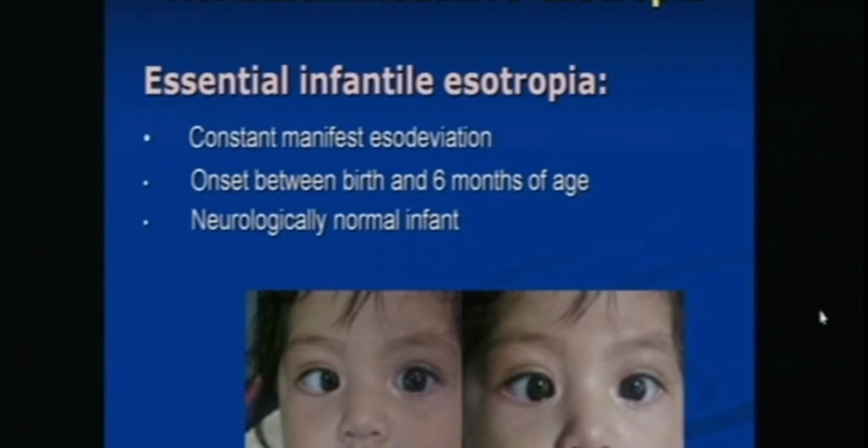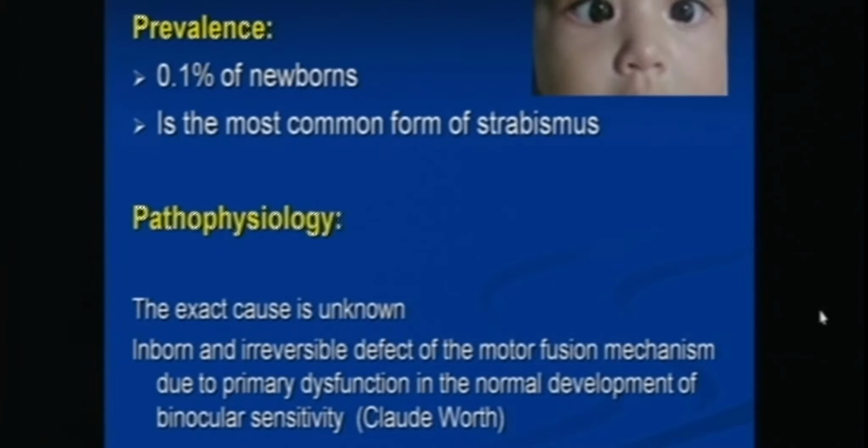The most common type of esotropias that you see are the essential infantile esotropias. They are constant squints, onset between birth to 6 months of age, and that's why now it's called infantile and no more as congenital esotropias. And neurologically, the child is normal. It's the most common kind of strabismus, and although the exact cause is not clear, it is possibly because of an inborn and irreversible defect in the motor fusion mechanism.